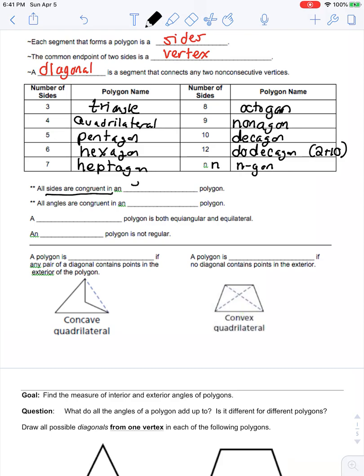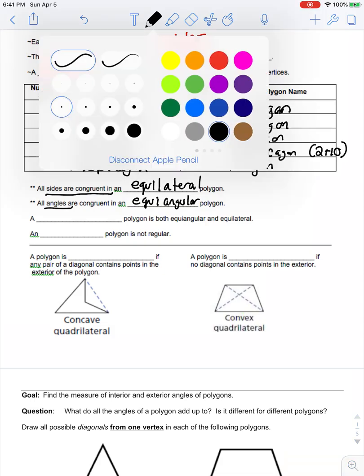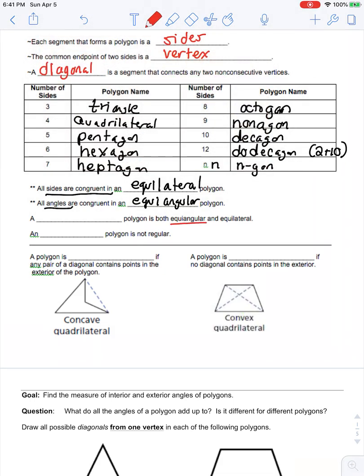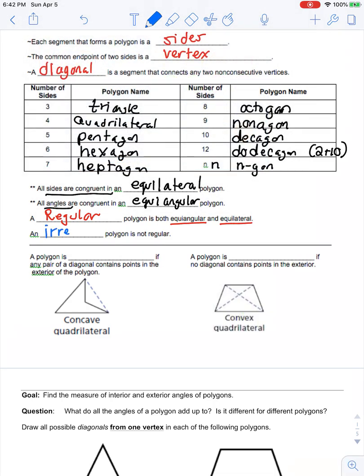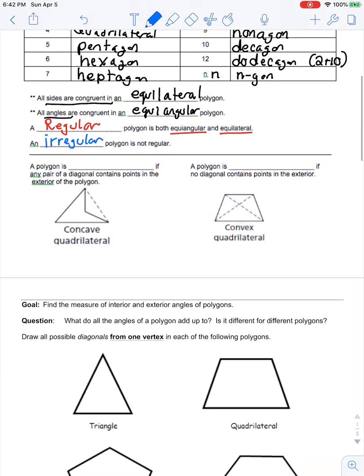When all the sides of a polygon are congruent, we call that equilateral. When all of the angles are congruent, it's called equiangular. In certain specific situations, we're going to have a polygon that is both equiangular and equilateral, so all sides and angles are equal. This is called a regular polygon. Now, if a polygon is not regular, we keep it nice and simple, and we call it an irregular polygon.